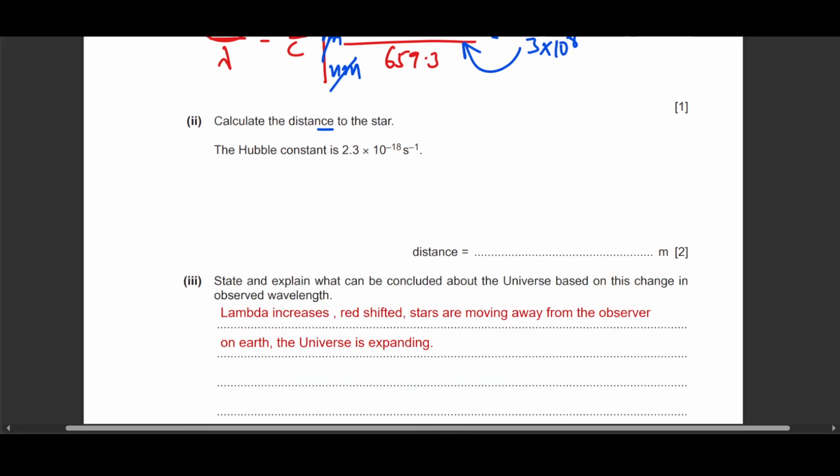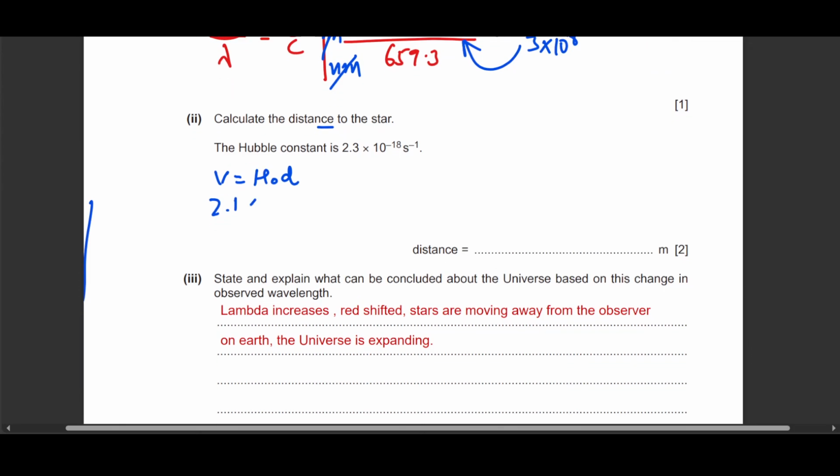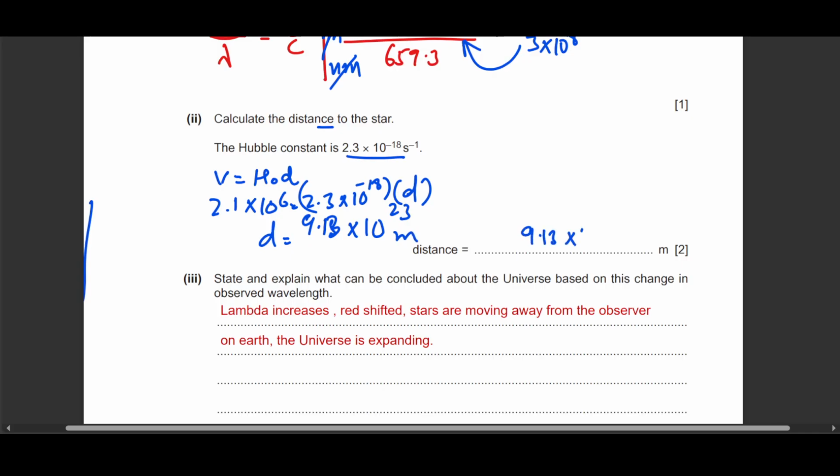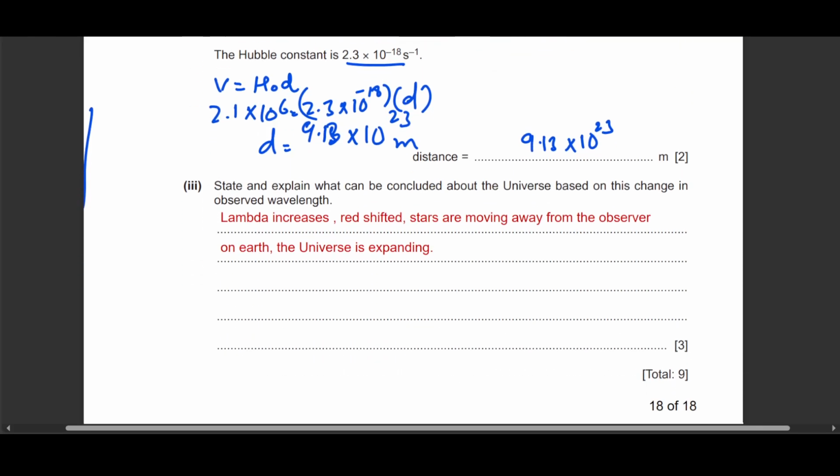It says calculate the distance, so we have Hubble's law as V equals H naught D. So speed was, is it 2.1? Yes, 2.1 into 10 to the power 6. Hubble constant is 2.3 power minus 18 into D. Where is this galaxy located? How far away is it from us? So D is 9.13 into 10 to the power 23 meters. It is very, very far away. Power 23, very far away.